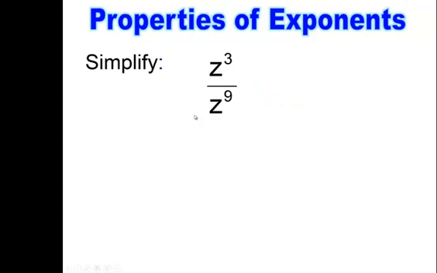Pause and try. So you see here we end up having the higher exponent on the bottom. So you're going to subtract, and nothing will be left up top. So you end up with 1 on top, and you get z to the 6th on the bottom.